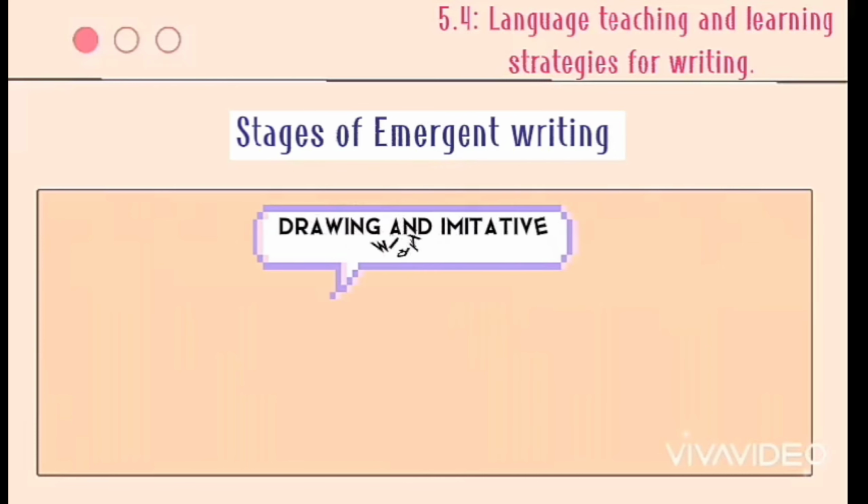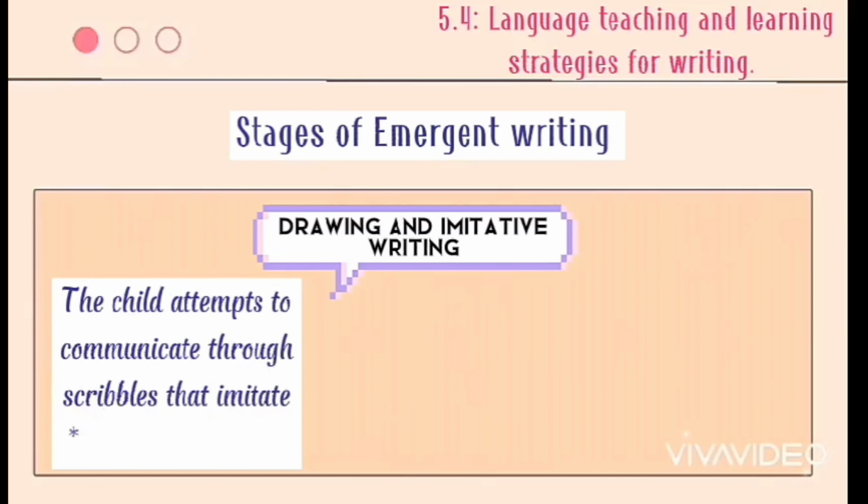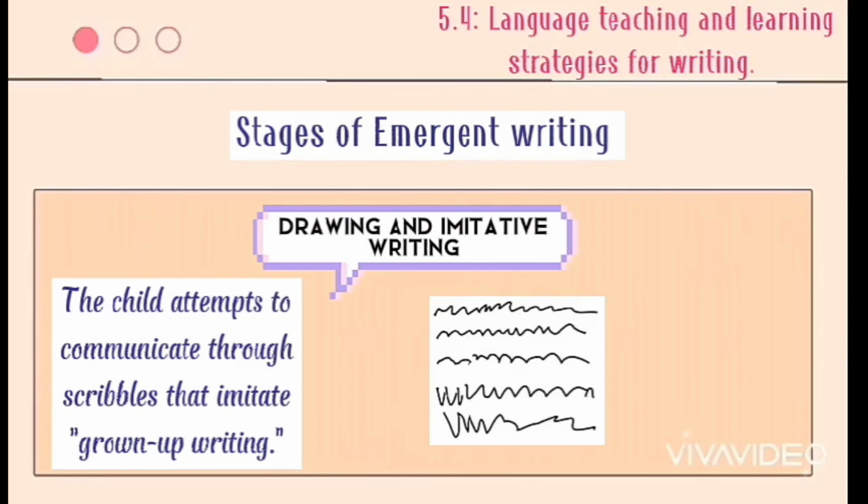First is drawing and imitative writing. In this type of early writing, the child writes a message with scribbling that imitates grown-up writing. So this is the example of drawing and imitative writing. It shows individuality and an attempt to communicate with others.